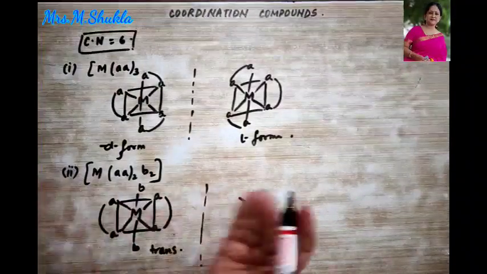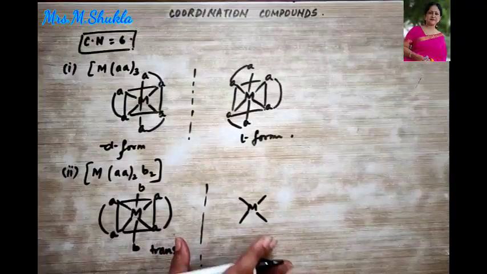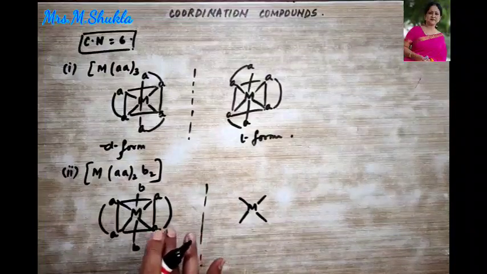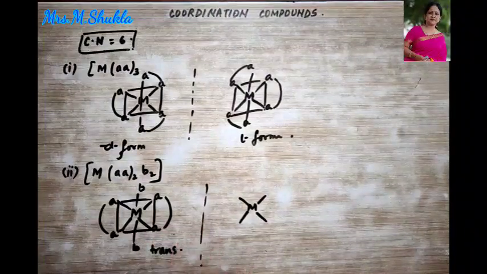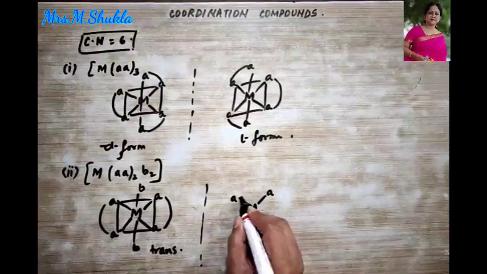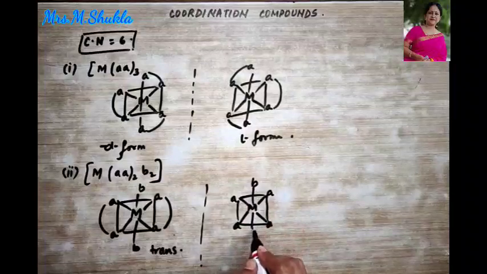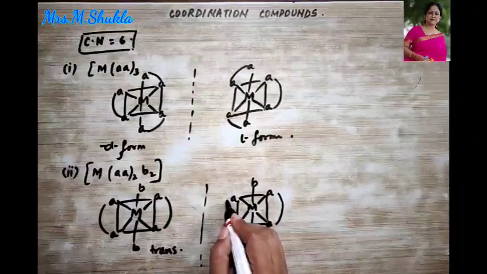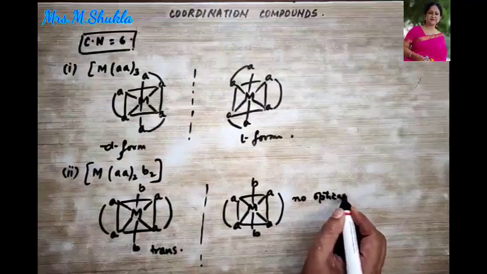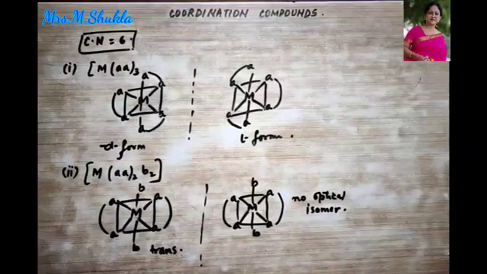This comes this side and this goes the other side. The structure remains the same. So no optical isomerism will be formed if we take this trans form. Okay. No optical isomer is formed with the trans.